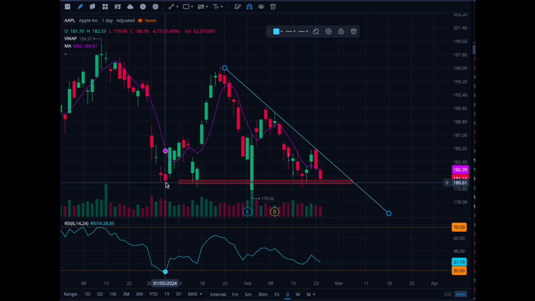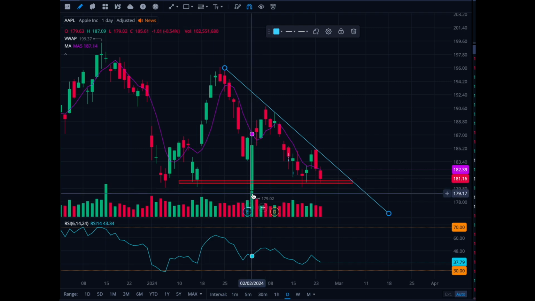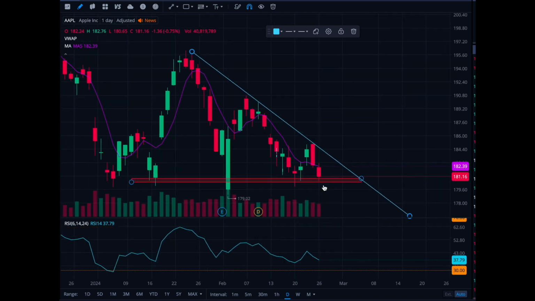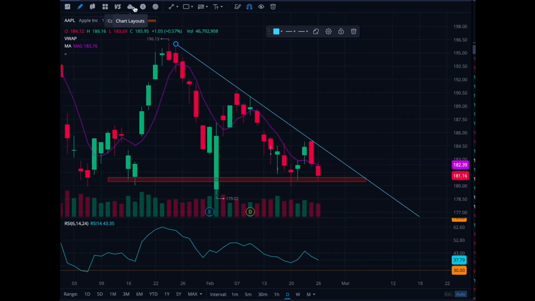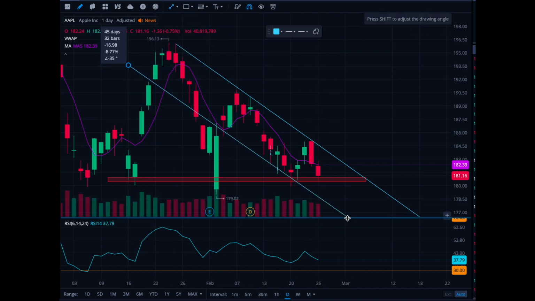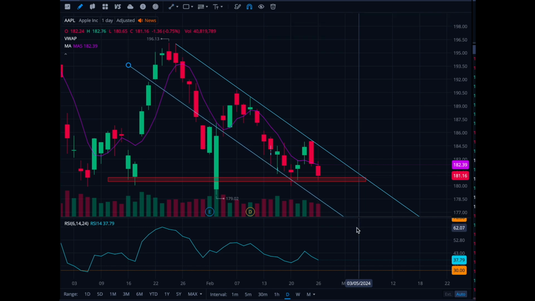It tested 180 back on January 5th. It tested 180 January 17th. It broke through December 2nd, and then it retested again February 20th, and then now February 26th. So this could be a losing trade, but I have a strict stop loss, so it's not really that risky when you're following a stop loss. And I'm going to explain that.